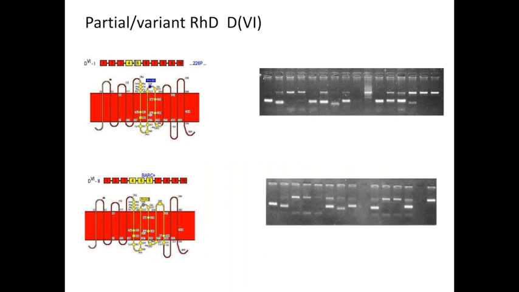Gel electrophoresis of partial D you can see on this picture. The most important partial D is DVI. Type 1 is the upper one, where exon 4 and exon 5 are replaced in the gene with exons from the CE gene, and type 2 has replacement of exons 4, 5, and 6, and the corresponding gels are lacking bands in positions corresponding to these exons.